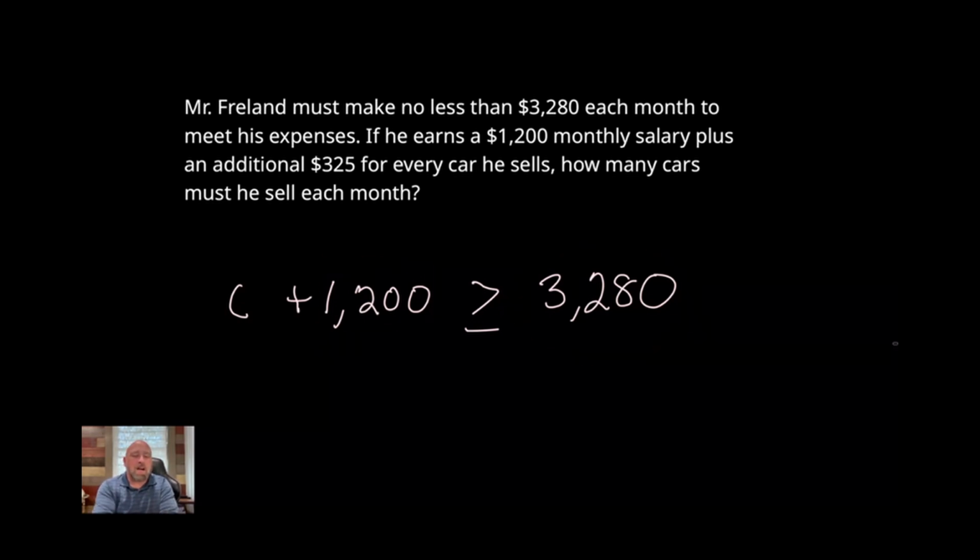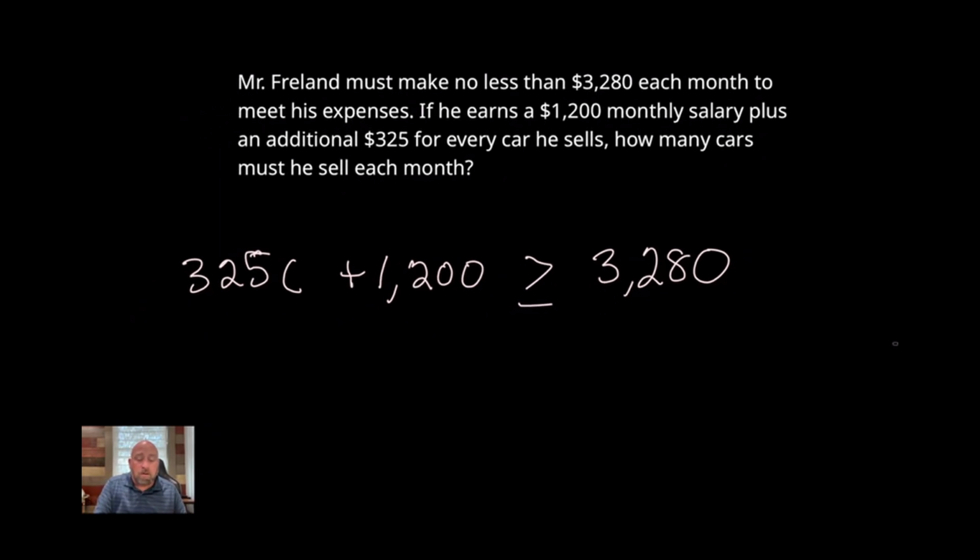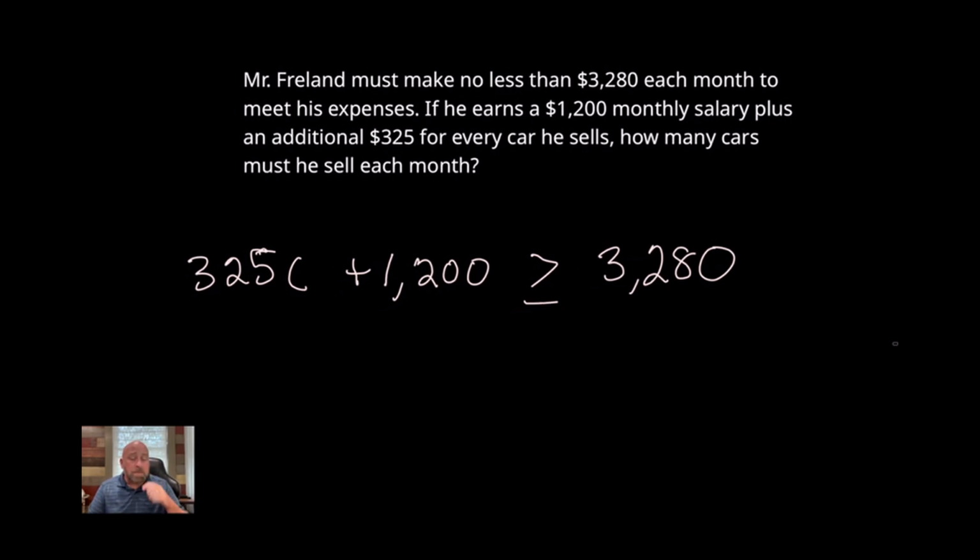But we can't just say cars, because we're trying to figure out how many cars he needs to sell. And what does it say? It says that for every car he sells, there's $325. So 325 times C, 325C, will get us to where we're going. Again, not the easiest to build out, but if you take it piece by piece and think through it, you should be able to do these.